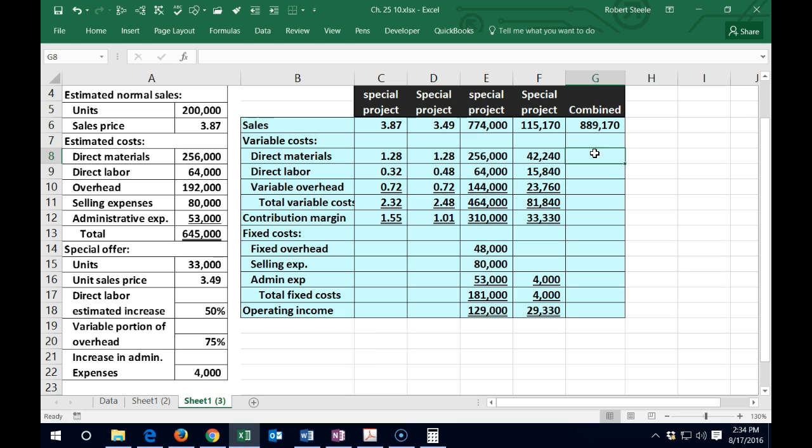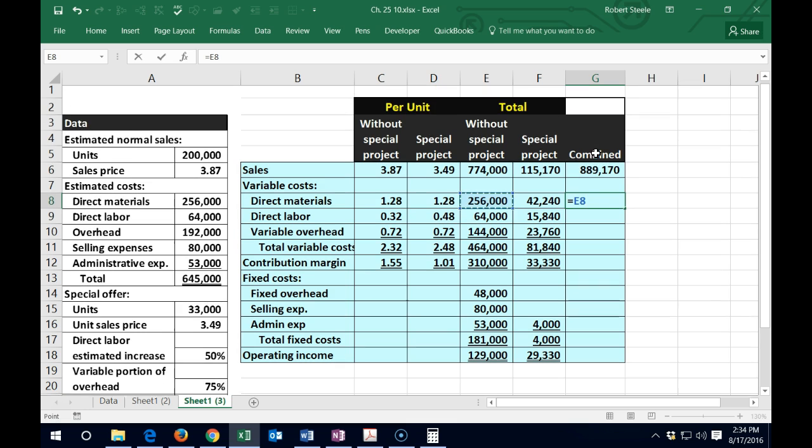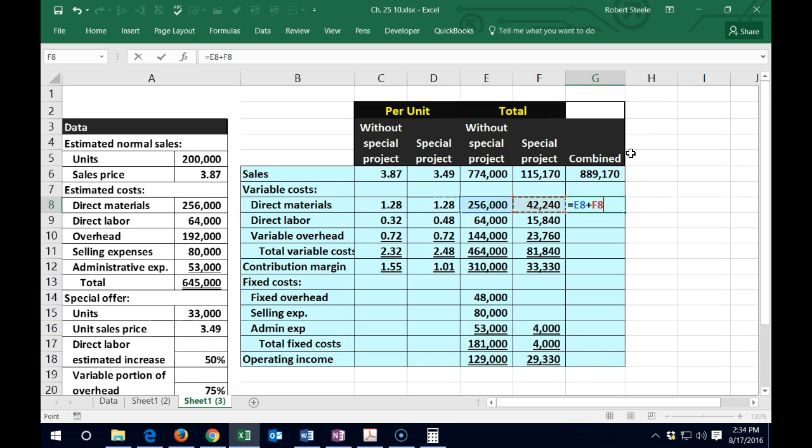So if we added all these up, I'm going to say this equals the normal project plus the special project, or the normal operation, I should say, plus the special project. So we got the 64,000 plus the special. Then we've got the 144 plus the special project. Now I'm going to say this equals the sum of the variable portion totals here.